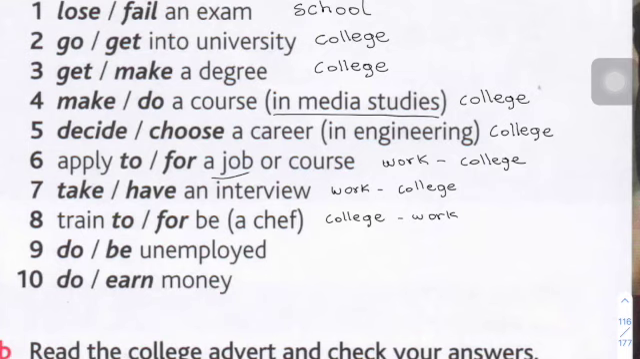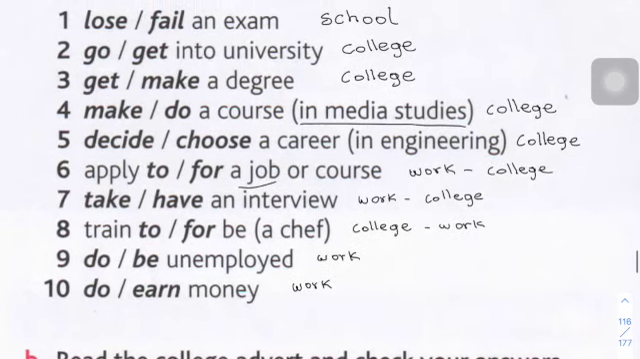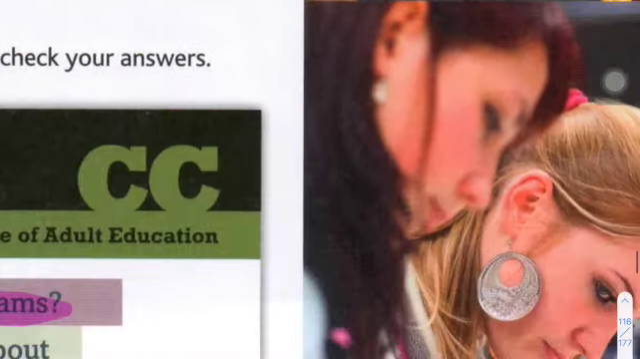I'm speculating, right? Now, be unemployed. We say be unemployed, so the only option is work. And earn money. You earn money when you are working, so this is for work. And this is exercise number 2. Now let's go to number 3.